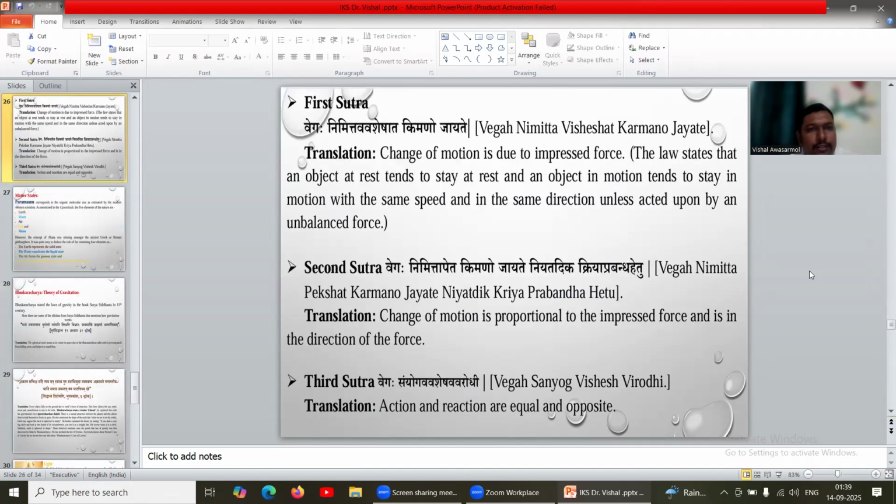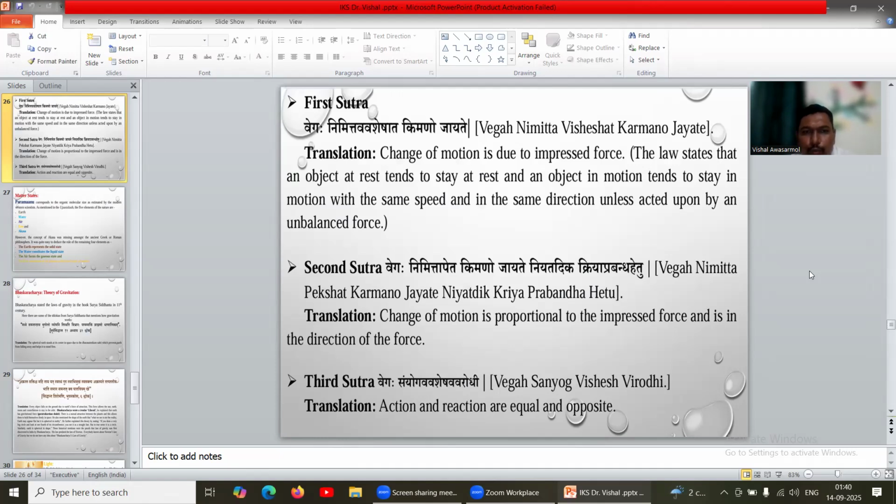The first sutra, here is one Sanskrit shloka. It means that change of motion is due to impressed force. The law states that an object at rest tends to stay at rest, and an object in motion tends to stay in motion with the same speed and in the same direction unless acted upon by an unbalanced force.